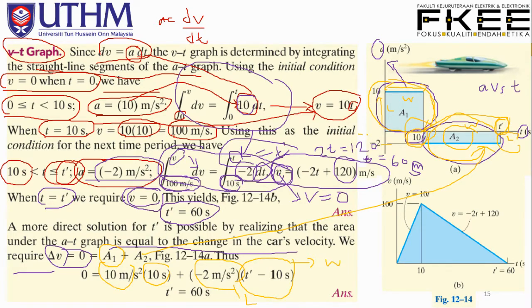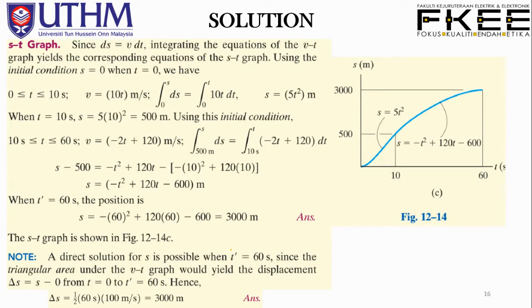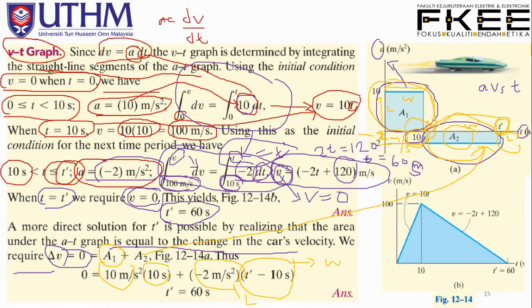The L for the second area is minus 2, as we can remember just now. So the car starts to decelerate at minus 2 meters per square second. Multiply this and rearrange the equation. This will give you t prime equal to 60 seconds. So that is another solution for the st graph. We have seen the vt graph.